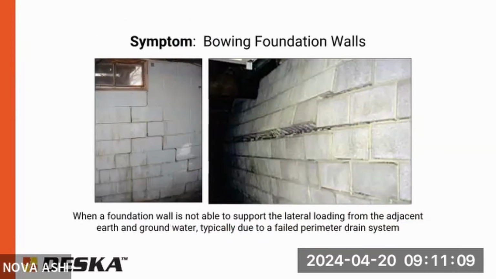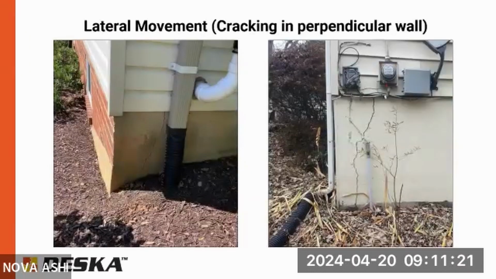Here's some more examples of that. The inward deflection leading to the horizontal crack, and then usually at the corners, it's stair steps where it meets the perpendicular wall. That wall is helping to brace it. Here's some examples where the inward deflection of a foundation wall, it's one of the few structural issues where you actually see the symptoms somewhere other than the wall that's actually having the issues.